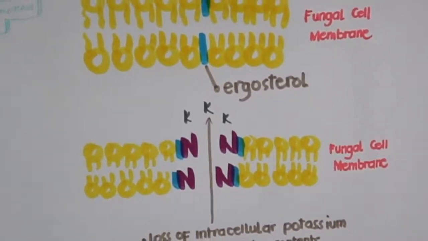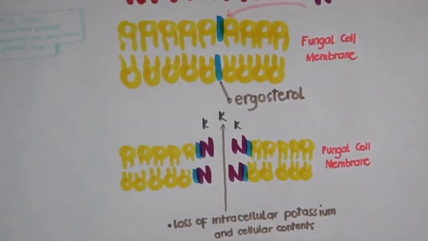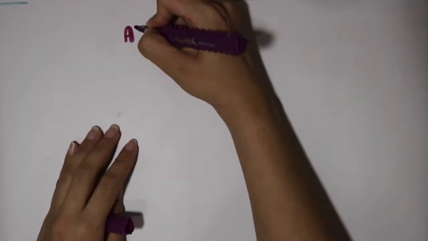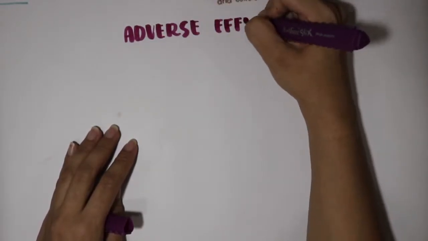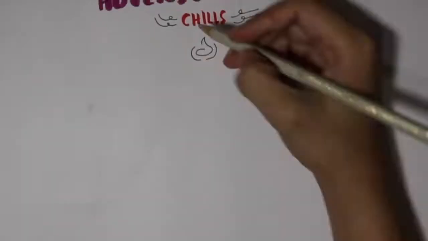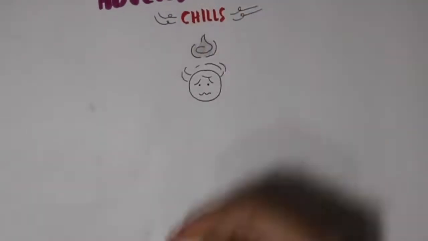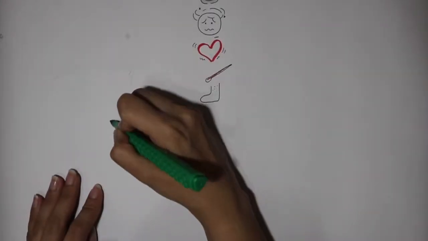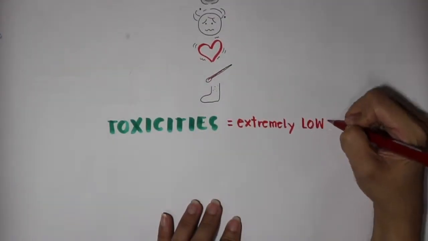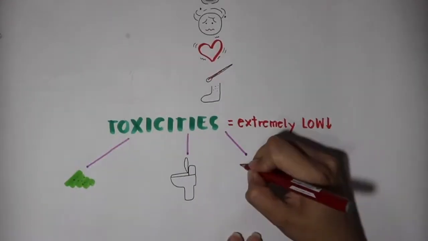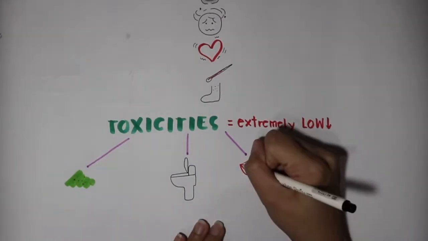Bacteria do not have sterols in their cell membrane. That's why nystatin is ineffective against this class of organisms. Adverse effects of nystatin are usually rare. Some adverse effects are chills, clay stools, dizziness, fast heartbeat, fever, and rashes. Toxicity from orally administered nystatin is extremely low. Nausea, vomiting, diarrhea, and oral irritation have been reported with oral nystatin therapy.